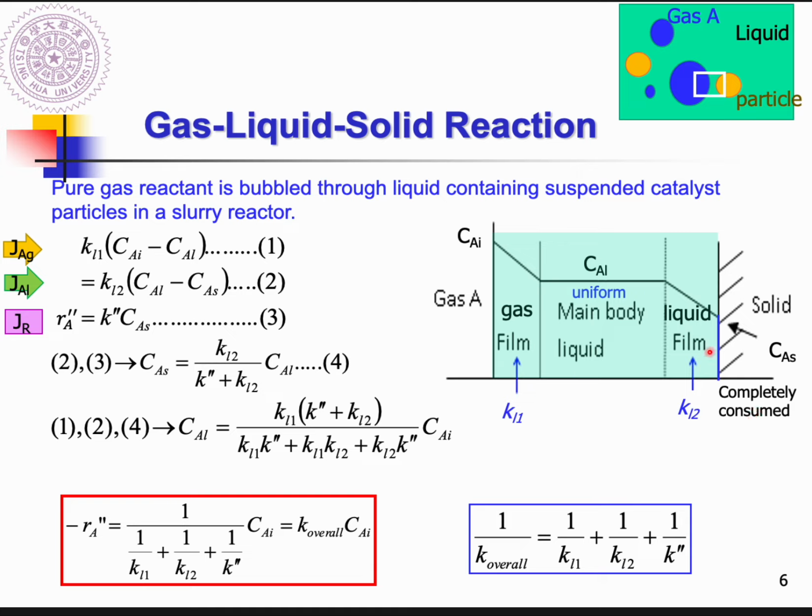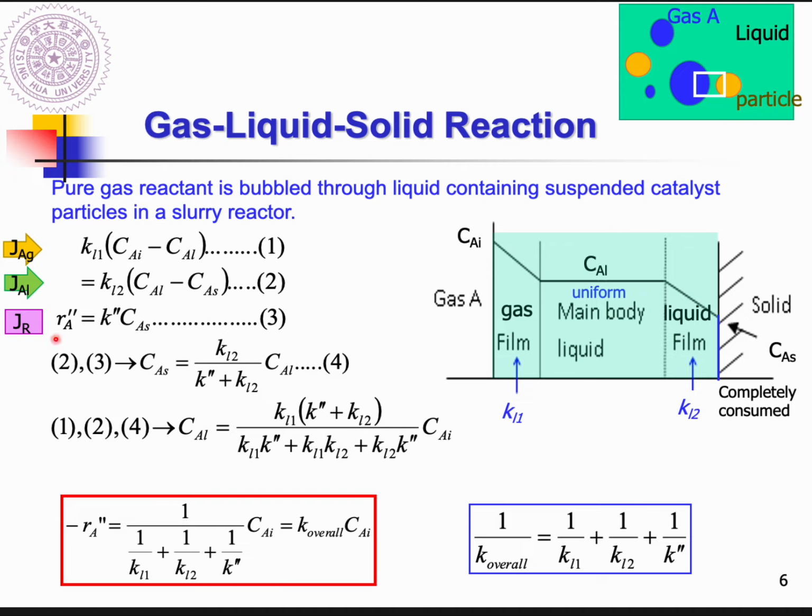And in these two film layers, we use the mass transport coefficient KL1 to represent how fast reactant A diffuses through the gas film, and also use KL2 to represent how fast reactant A diffuses through this liquid film. Okay? So based on this, the question would be, could you formulate the consumption rate of reactant A, or the overall rate equation, right?